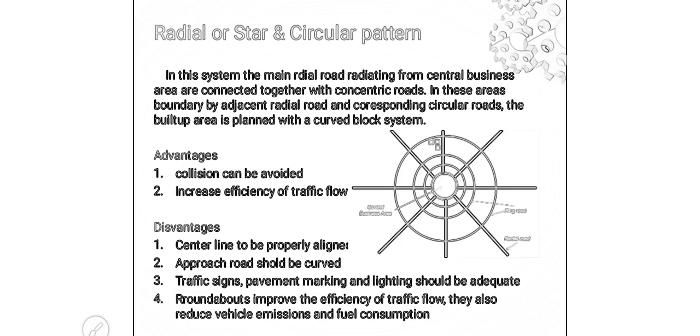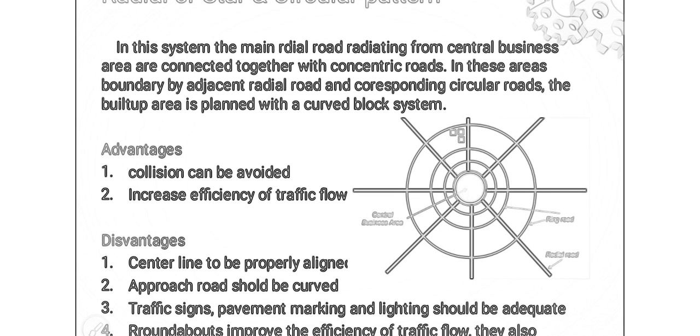Radial or star and circular pattern. It is also in a similar way, but the only thing is it is circular. So in this system, the main ideal roads radiating from the central business area are connected together with concentric roads in the form of circles. In these areas, bounded by adjacent radial roads and corresponding circular roads, the built-up area is planned with a curved block system.